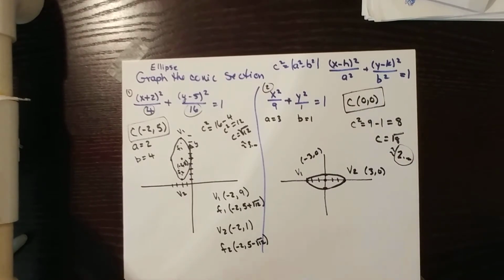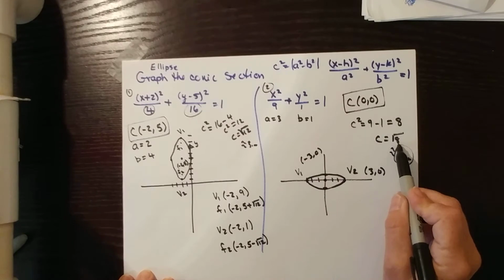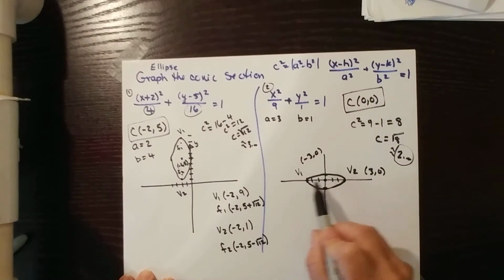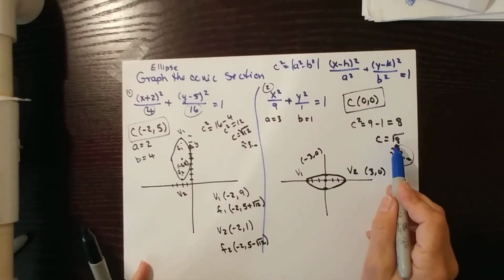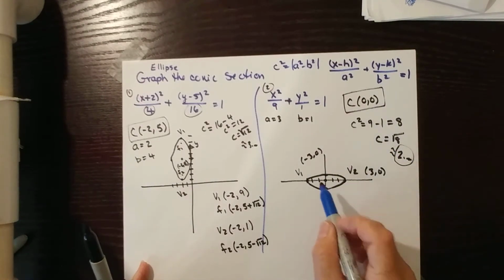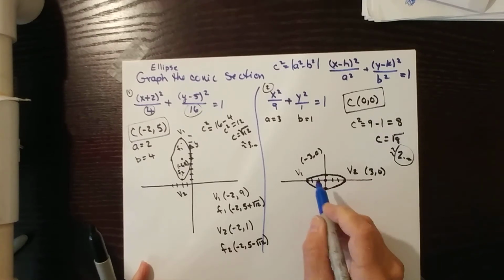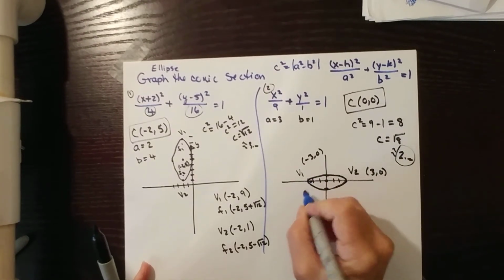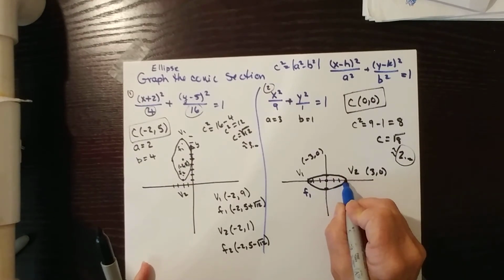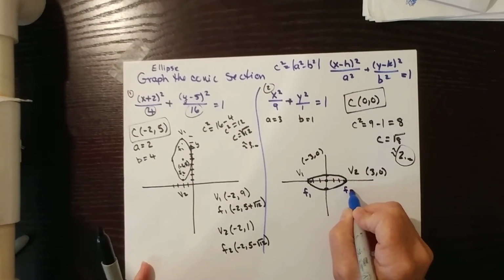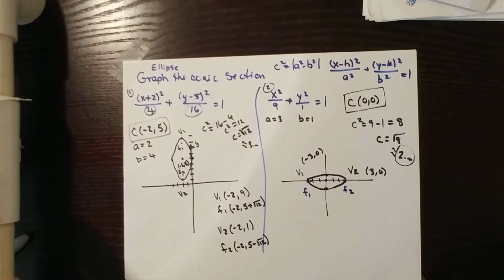Now I only have to label the foci. I have to move square root of 8 from the center, and it will be on the major axis. So the focus, one of them, I will move square root of 8 to the left of the center, which is 2 point something. It's close to 3. I'm just going to put it there, F1. It's 1, 2, almost 3. This is F2. That's where the second focus is.